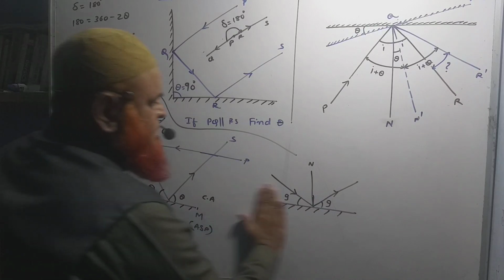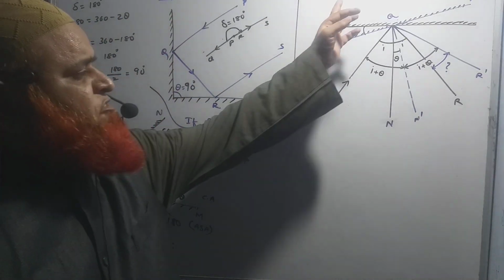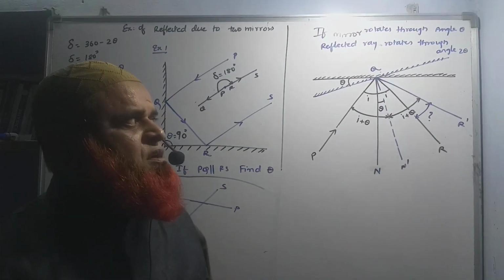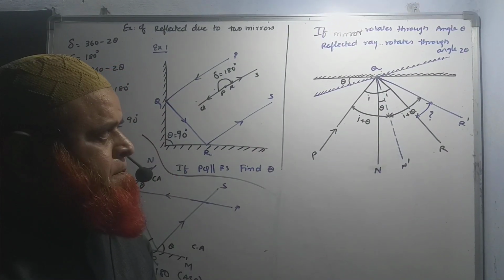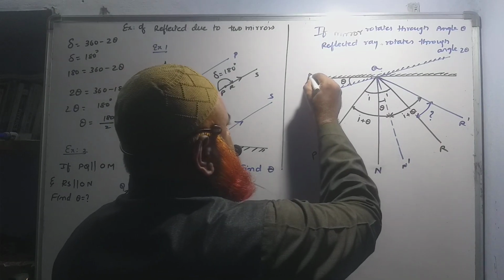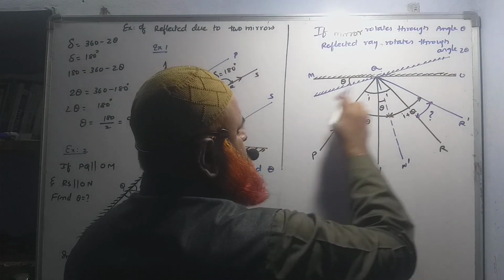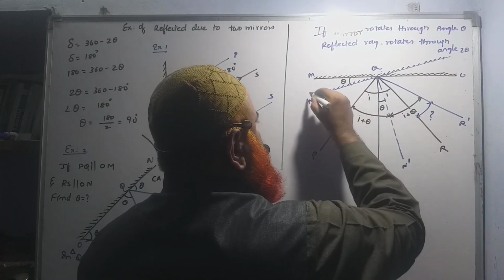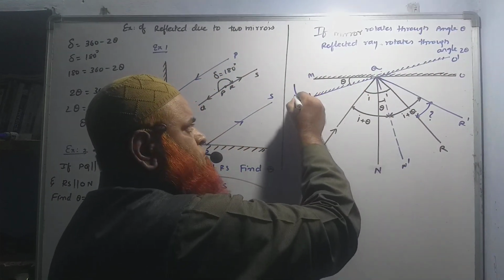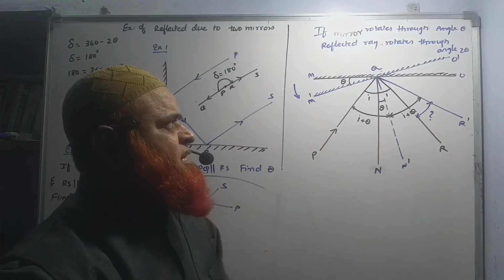And now let us go for the next concept, for which I have drawn the diagram over here. If a mirror rotates through an angle theta, the reflected ray rotates through an angle 2 theta. What is the meaning of this? Previously, this was the mirror MO. Let us imagine this is the mirror MO, and this is a mirror M dash O dash which has been rotated like this. So I have rotated the mirror in this direction, anti-clockwise, through an angle theta.